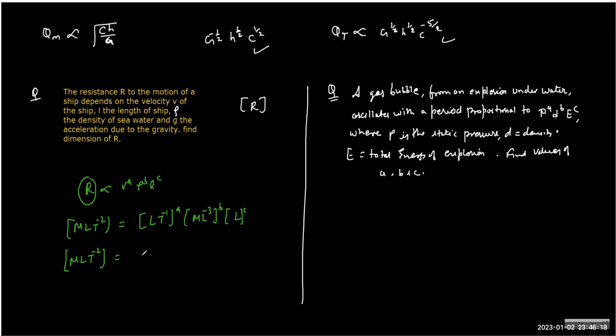Now what we can see here: M power b, L power how much? a minus 3b plus c, and T power minus a. That's it, right? So a becomes how much? 2. b becomes 1. Is a minus 3b plus c equals 1? a is 2, b is 1. So c is how much? 2. So R turns out to be proportional to v squared rho L squared.